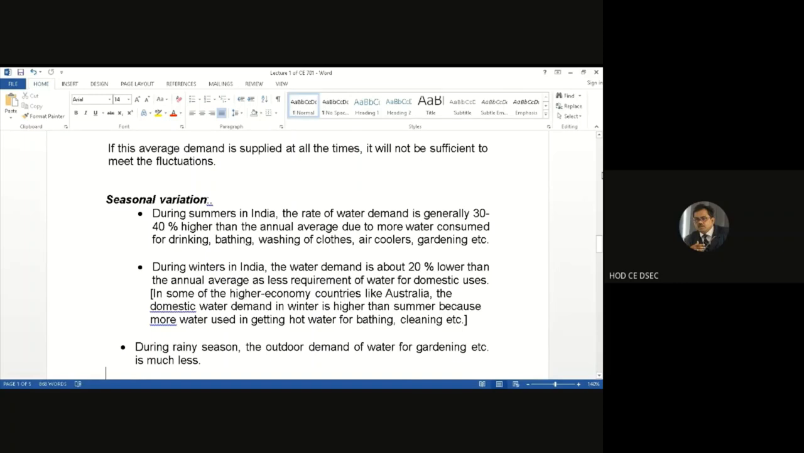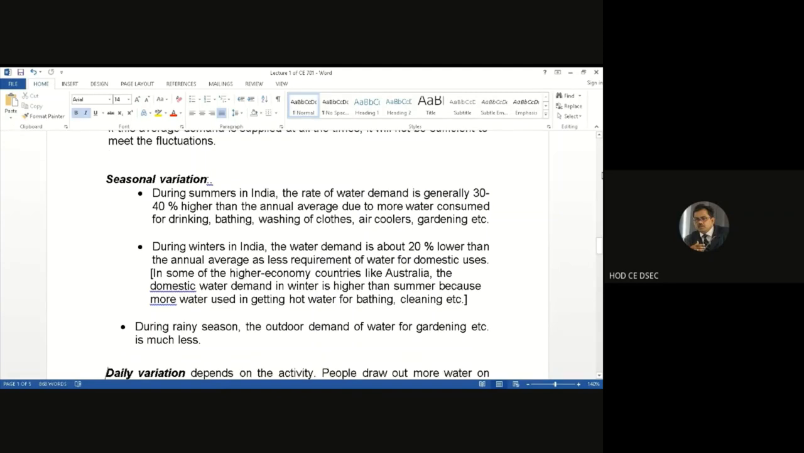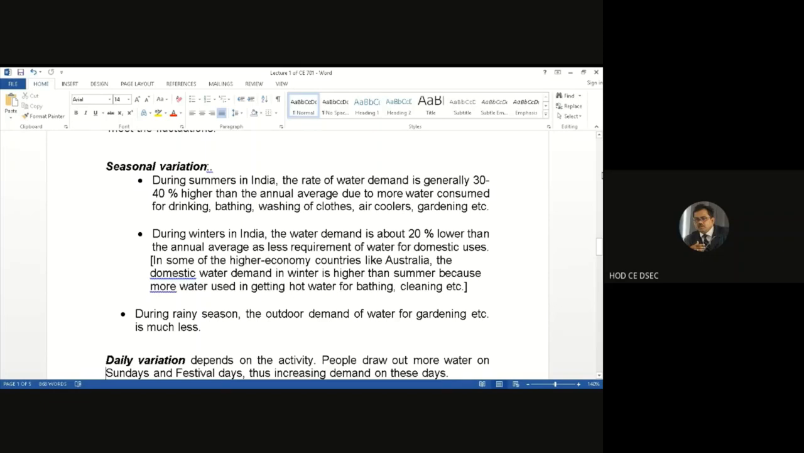But if we talk about Australia, for example, and some other countries, the domestic water demand in winter is higher because they prepare hot water for bathing and cleaning, so water consumption is more in the winter. This is one typical example I am giving you. During the rainy season, the outdoor demand of water for gardening, etc., is much less because the natural rain automatically waters the plants. So automatically the demand of water is much less in the rainy season for the plantation.